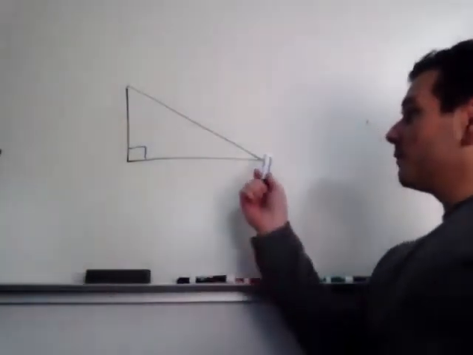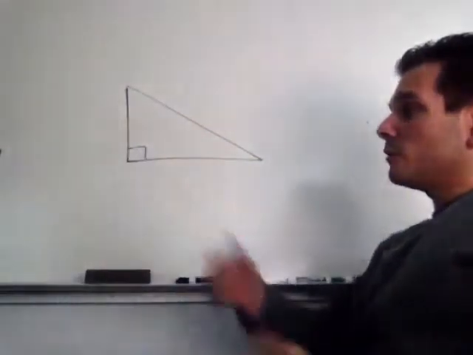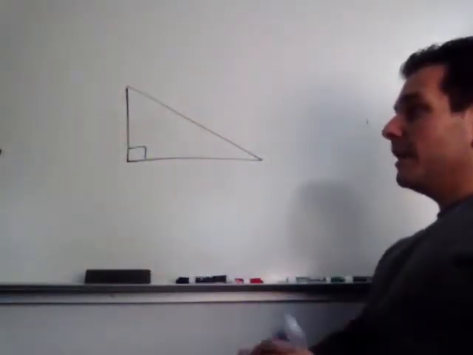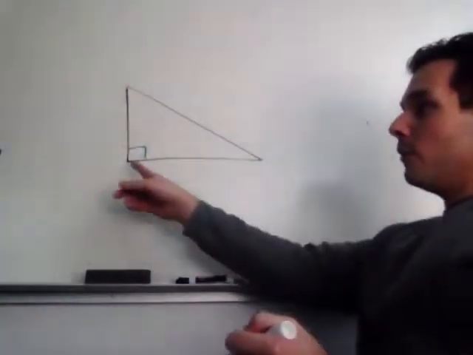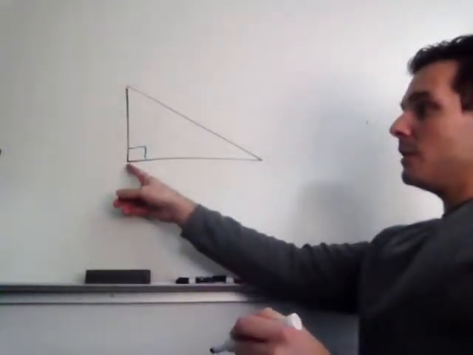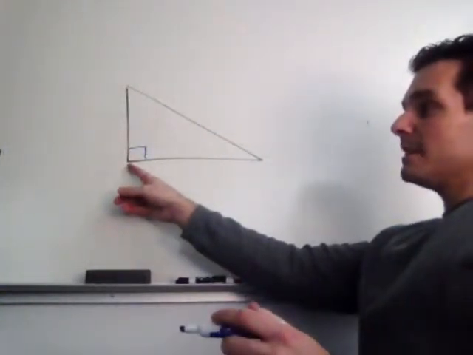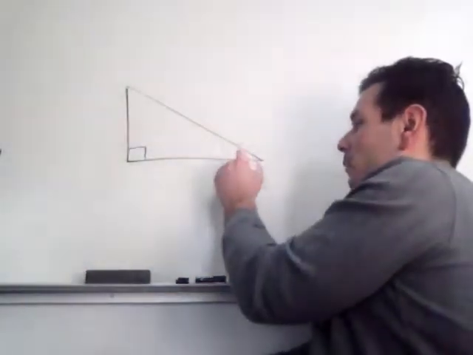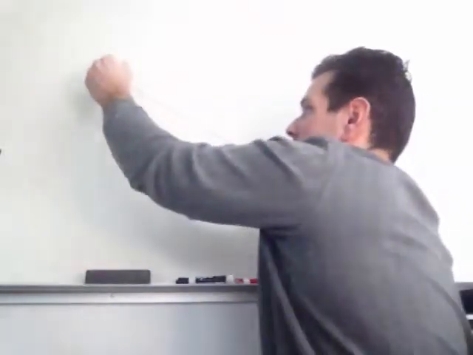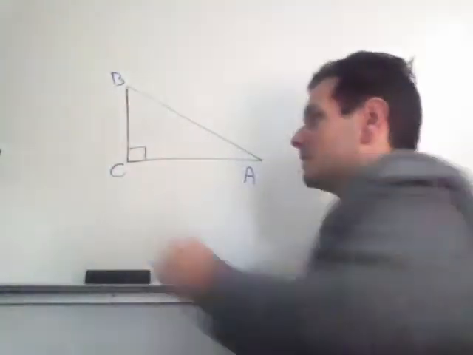Those are called the vertices of the triangle. And in general, the vertex where the right angle is, is called C. You can label the other two A or B generally in any way you want. So this would be A, this would be B, and this would be C.